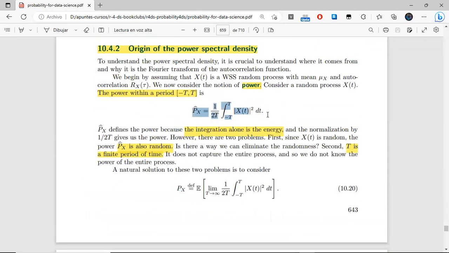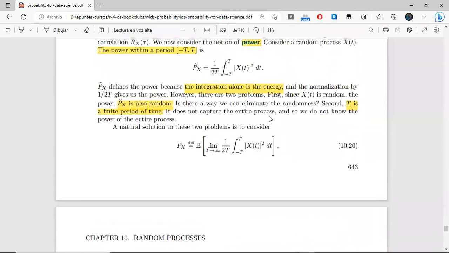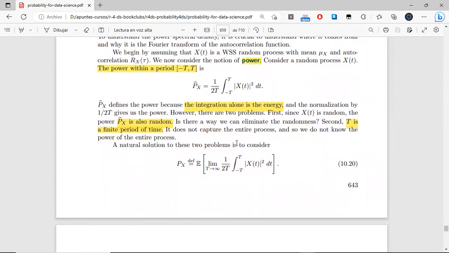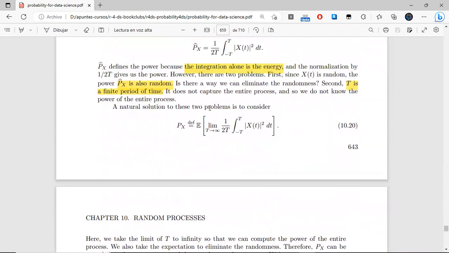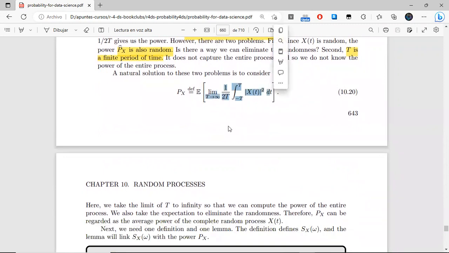Okay. But then this function also has randomness. In order to get rid of that, we can consider... And also, it's not considering the whole random process, because time is supposed to possibly change from zero to infinity. So we can take the limit of this integral, and to get rid of the randomness, simply take the expected value of this random variable.